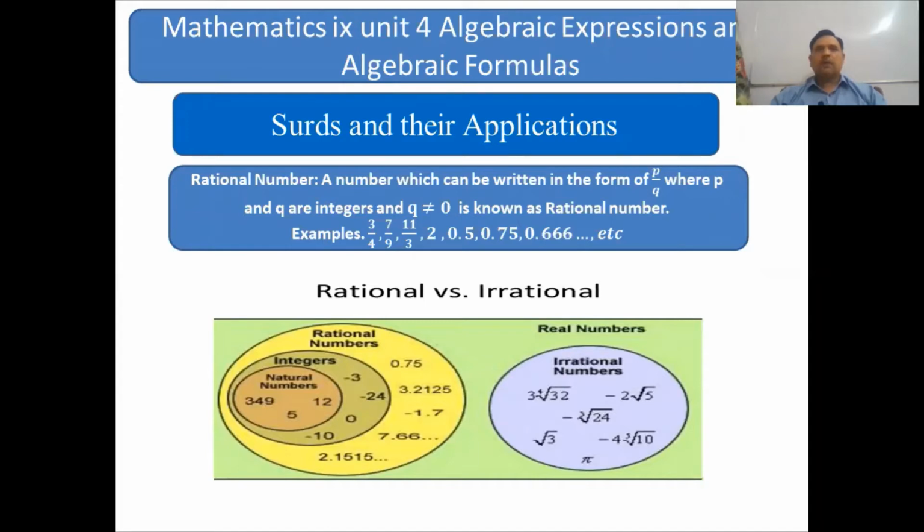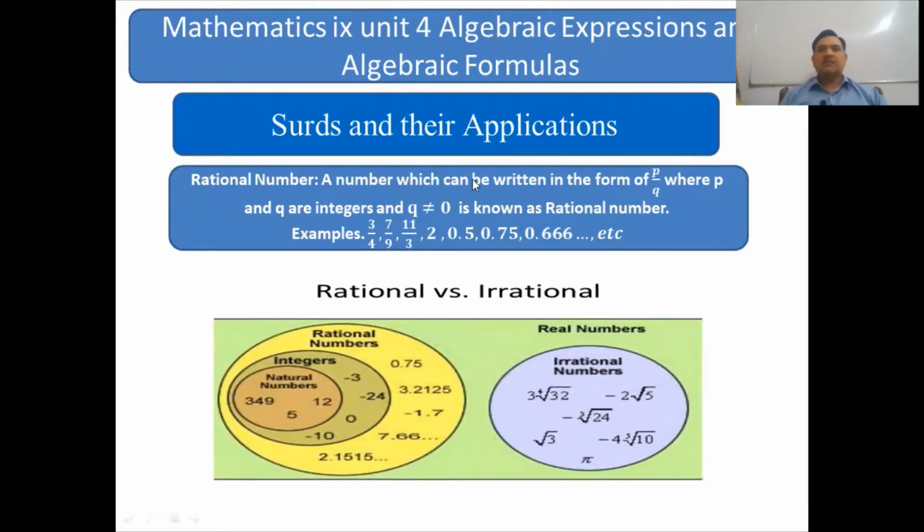Today we are going to discuss surds and their applications. Before starting this lecture, we must have knowledge about rational numbers and irrational numbers. So we'll first discuss rational numbers and irrational numbers. Let's define a rational number.